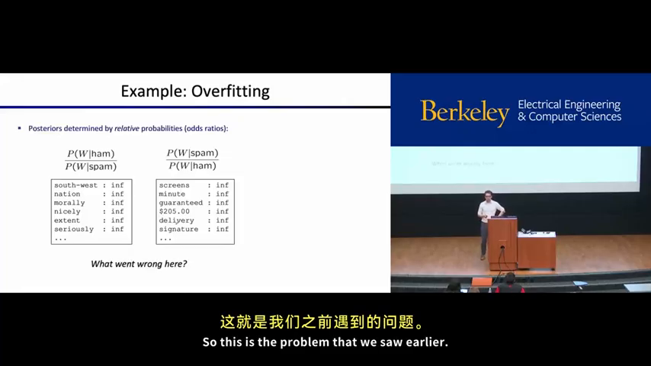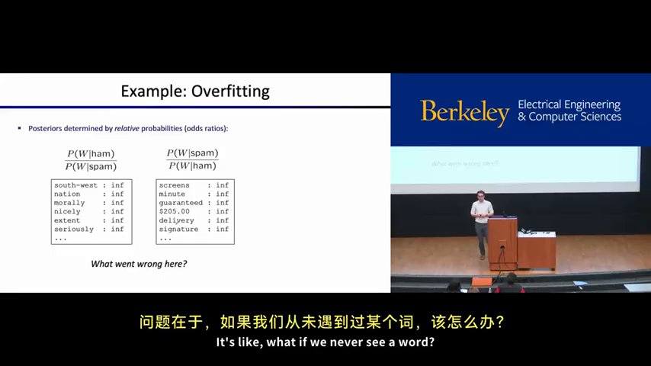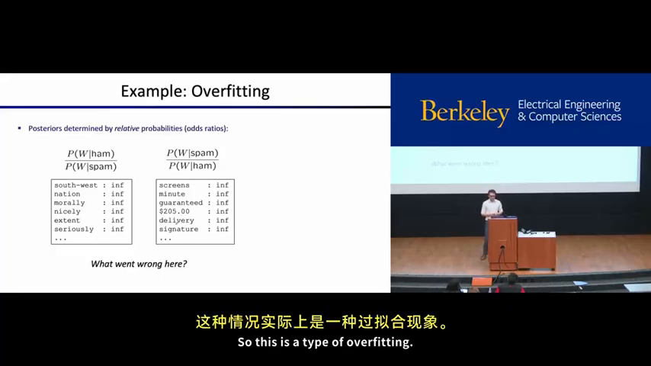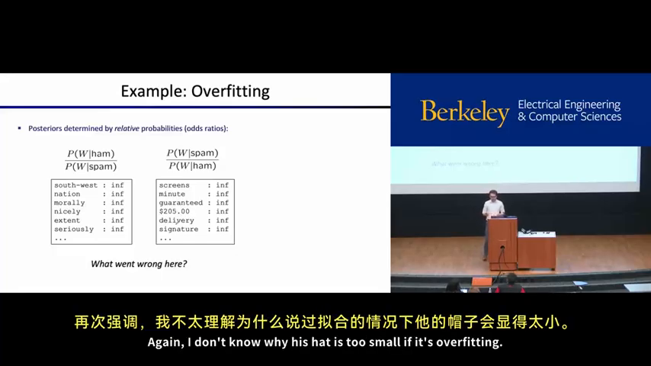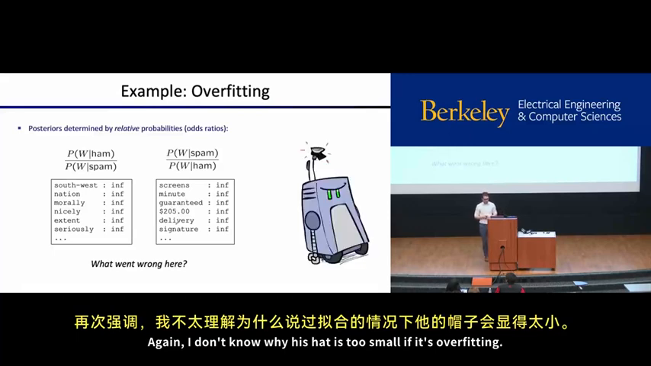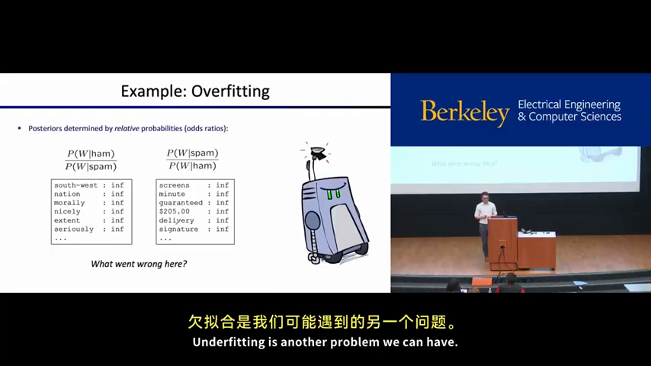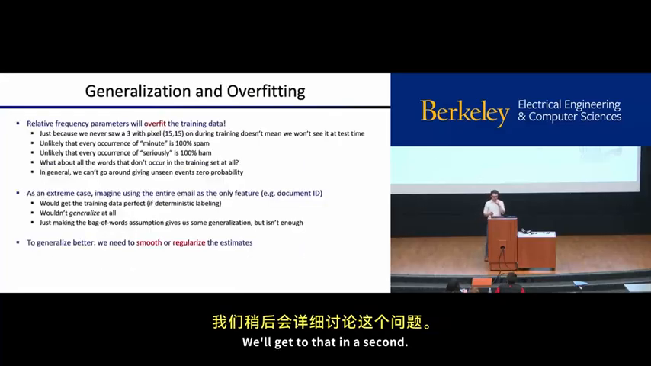So this is the problem that we saw earlier. What if we never see a word? This is a type of overfitting. Again, I don't know why his hat is too small if it's overfitting. That's more like underfitting. Underfitting is another problem we can have. We'll get to that in a second.